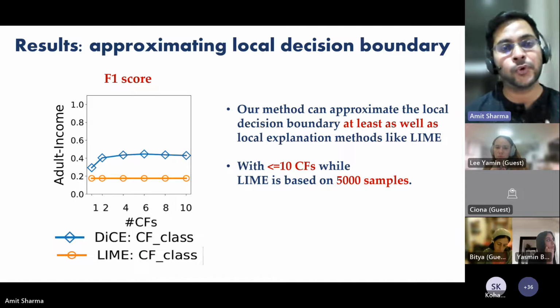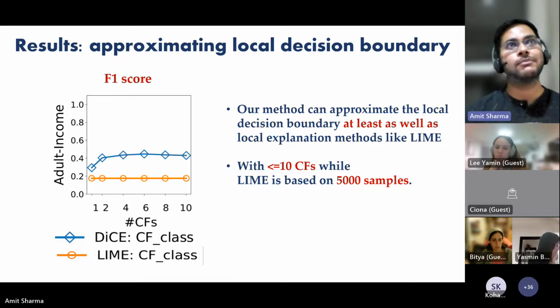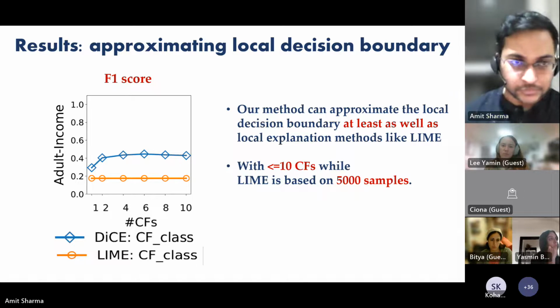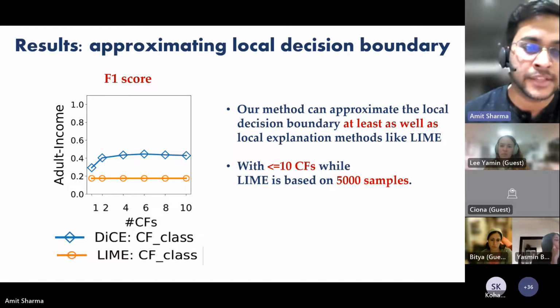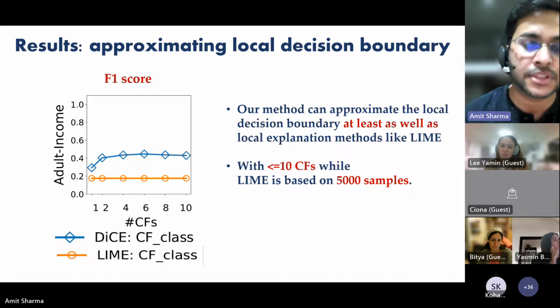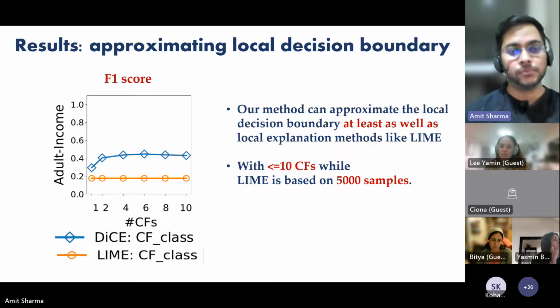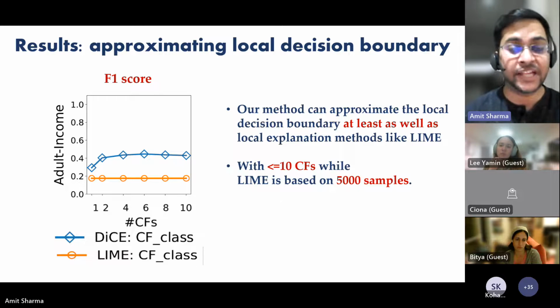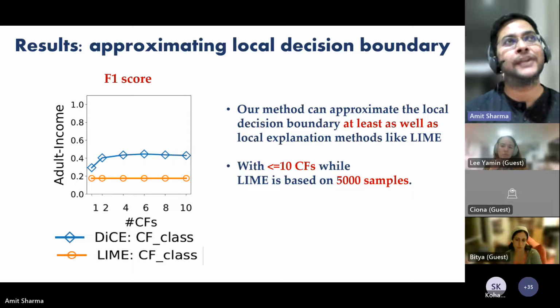But to me, what was more interesting was the result that if you simulate what a person would do by looking at these examples, then by comparing DICE versus LIME, with just about 10 counterfactuals, people are able to understand and get a better accuracy on predicting what the model would do. I want to clarify here, we didn't actually do a behavioral study. We simulated this.